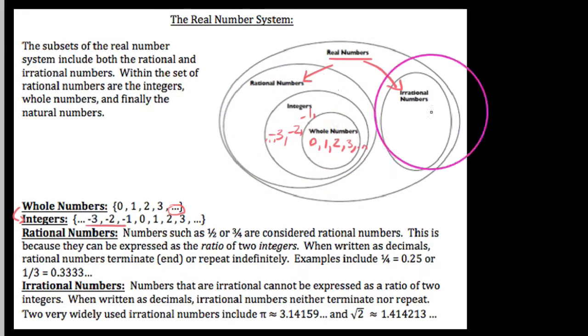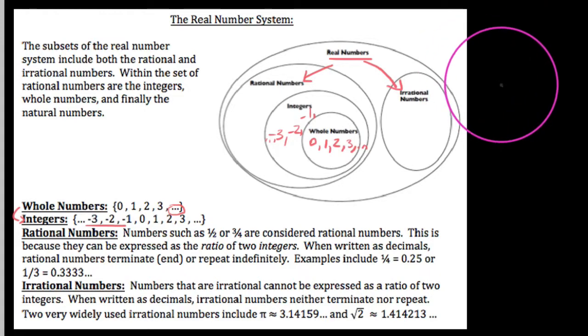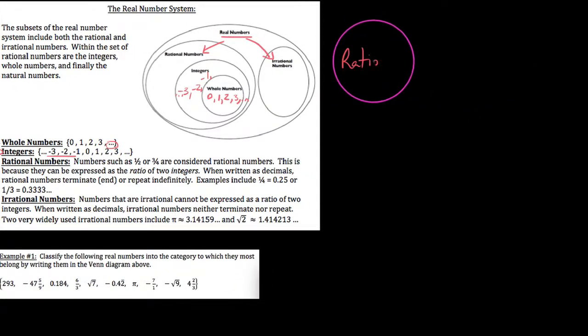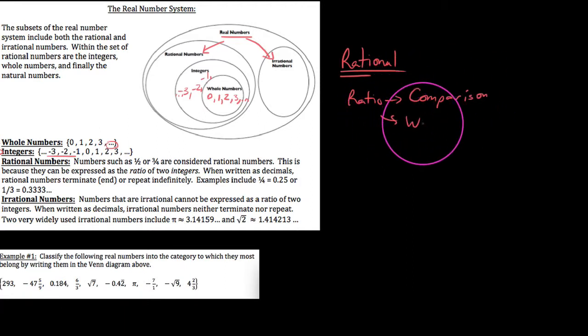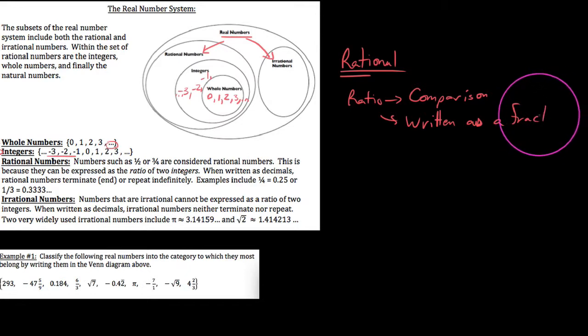So what's the deal with rational and irrational? Well, when you hear the word rational, the way we need to be thinking really is this. The root of this word here is ratio. And when we discuss ratios in math, it is a comparison. Also, a ratio can be written as a fraction. So when we discuss rational numbers, we're discussing numbers that can be written as fractions, okay?